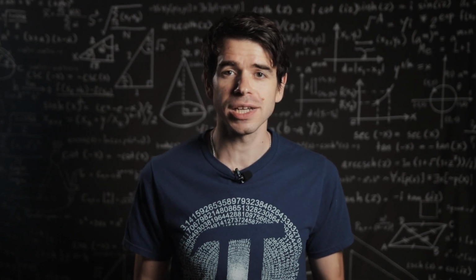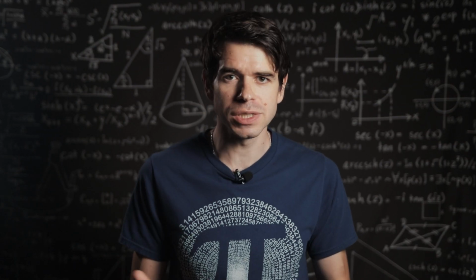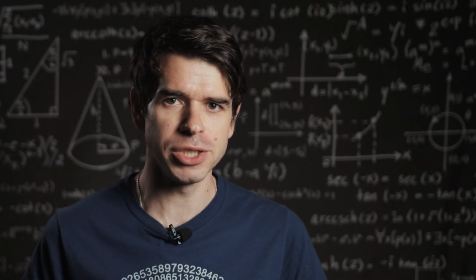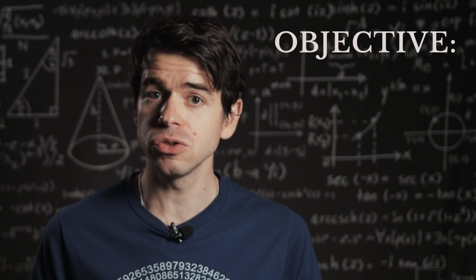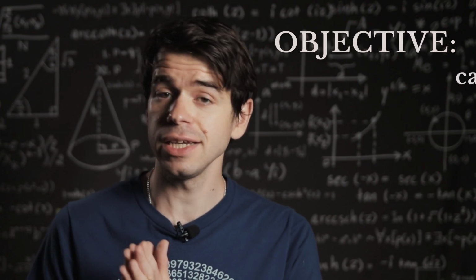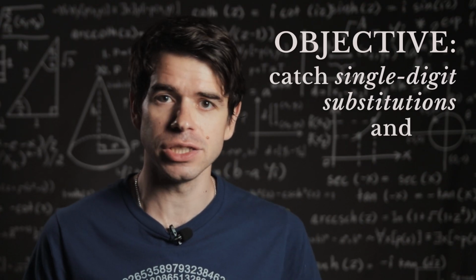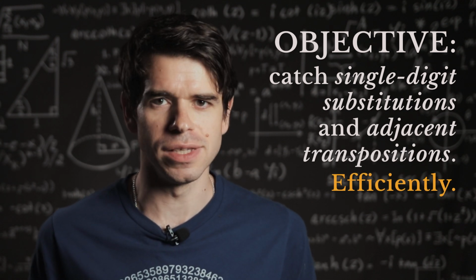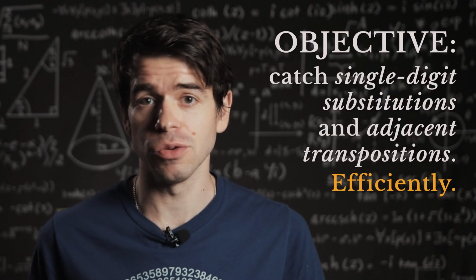But why does it work at all? And why these 4 specific steps? Intuitively, the algorithm directly follows from our objective. We want to catch the 2 most common typos, single-digit substitutions and adjacent transpositions, and do it efficiently. That's all we need. Now let's simply convert it into math.